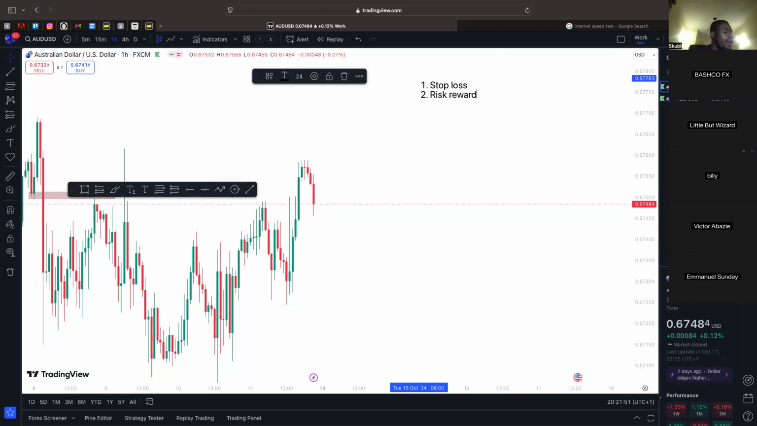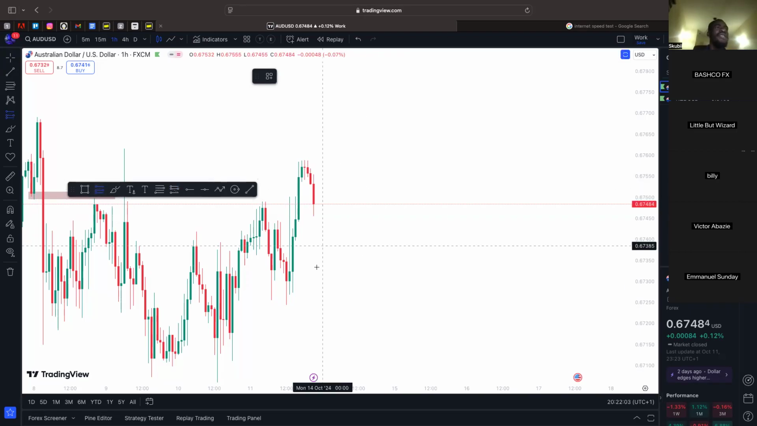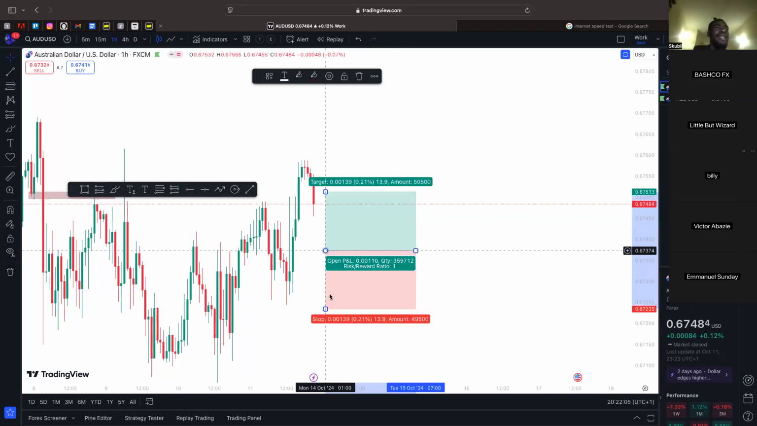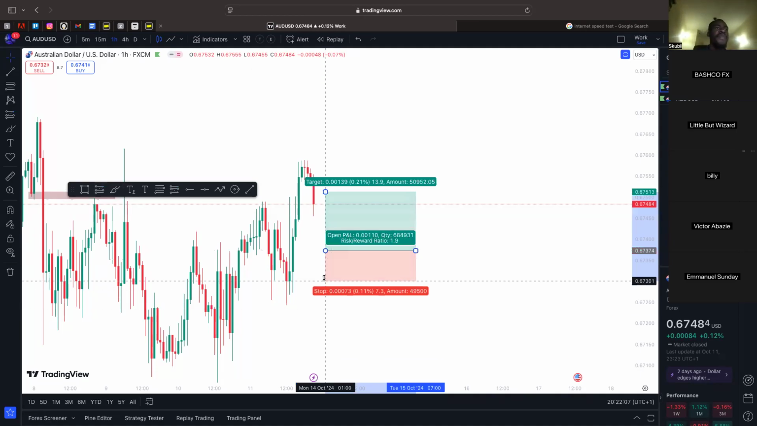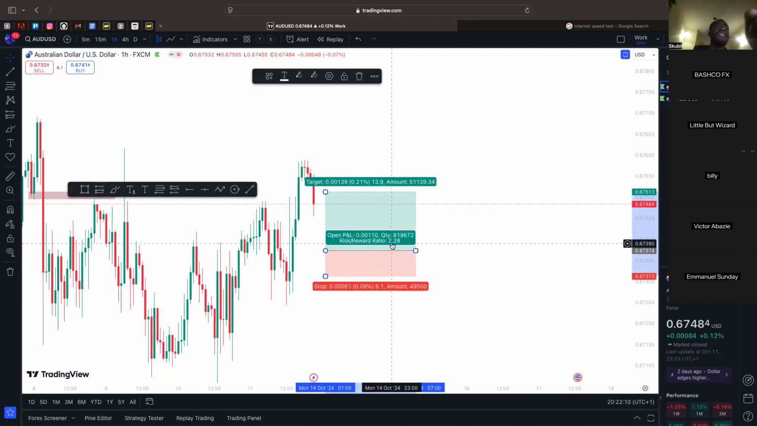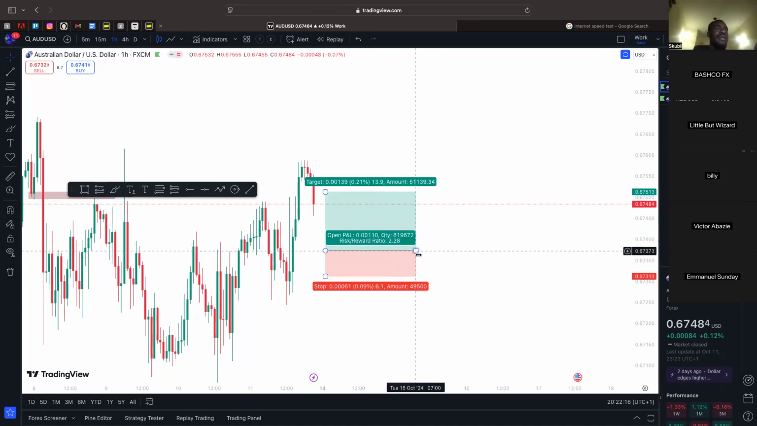So a risk reward is more or less your stop loss compared to your take profit. Do you understand? It's how many times your stop loss can enter inside your take profit. So if I have a setup like this, let's say I'm looking to buy at this level and my stop loss is here. You can see that the risk reward is 2.28. Which means that this stop loss can enter inside this level two times.